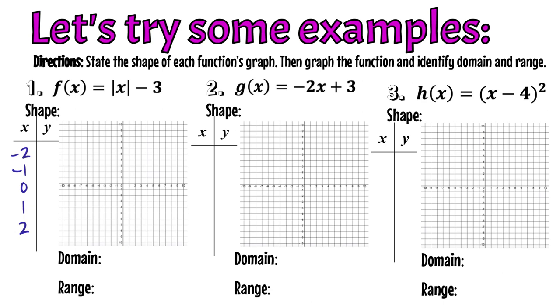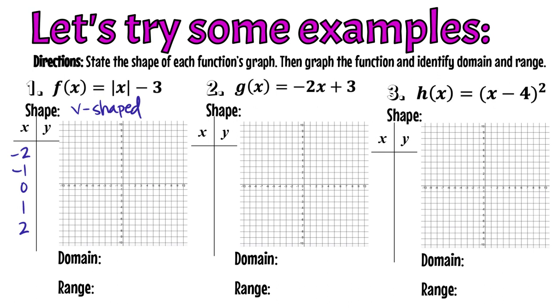So let's talk about the shape of number 1. F of x equals the absolute value of x minus 3. So we learned in the previous examples that absolute value graphs are V-shaped. So we're going to write V-shaped up here, and then when we plug in our values, if our graph is not V-shaped, then we are going to plug in more values until we get a V-shaped graph.